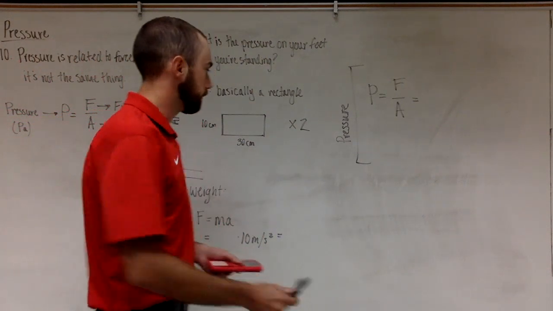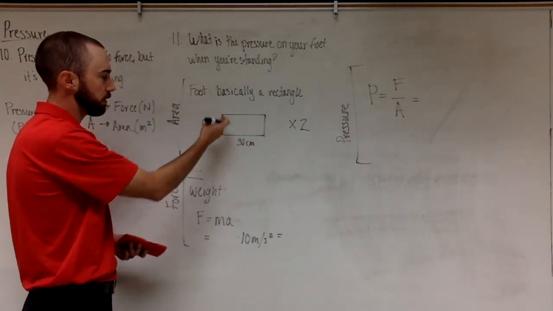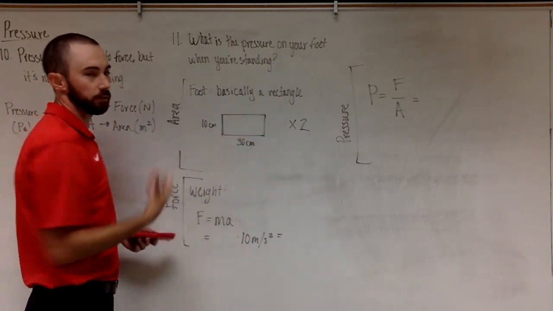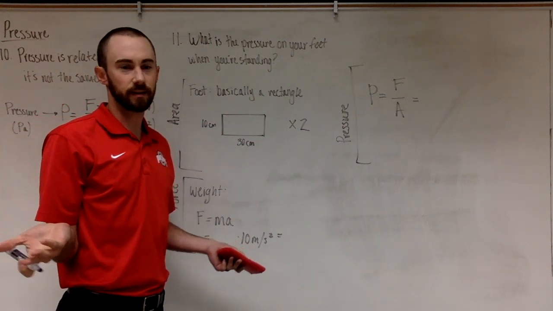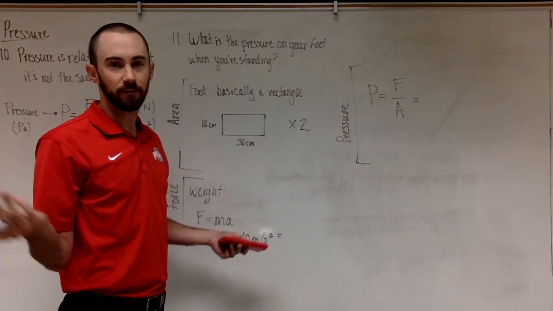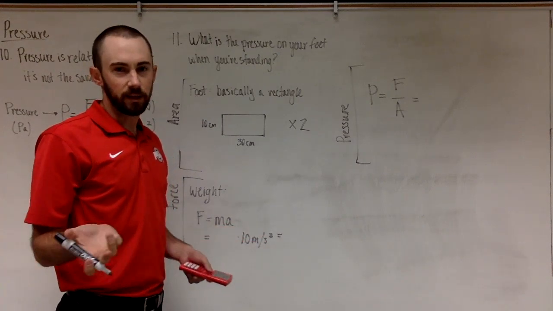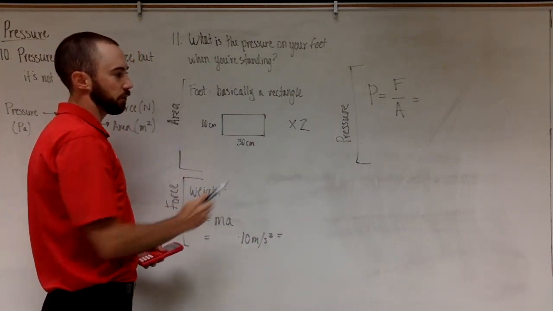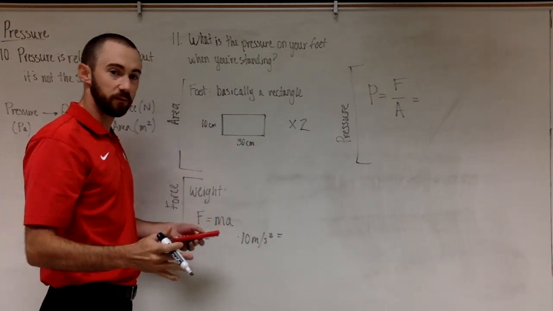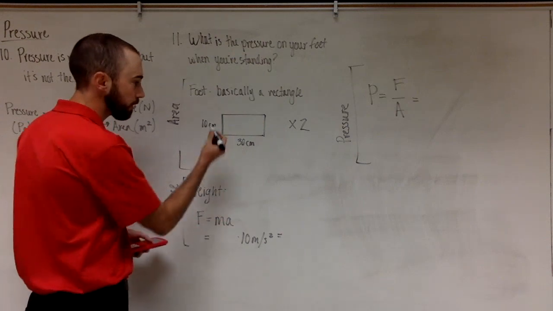Okay, so what we basically got here is that I estimated my foot is about 10 centimeters wide, 30 centimeters long. Again, this is just a rough estimate. It doesn't have to be exact. Considering we're using 10 for gravity too, it's okay if you just use some round numbers. So I've got a 10 by 30 centimeter foot, and I've got 2 of them. So I'm going to spread my force over both of those areas.